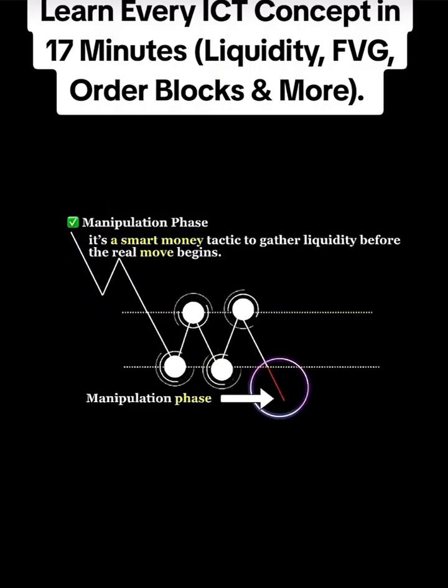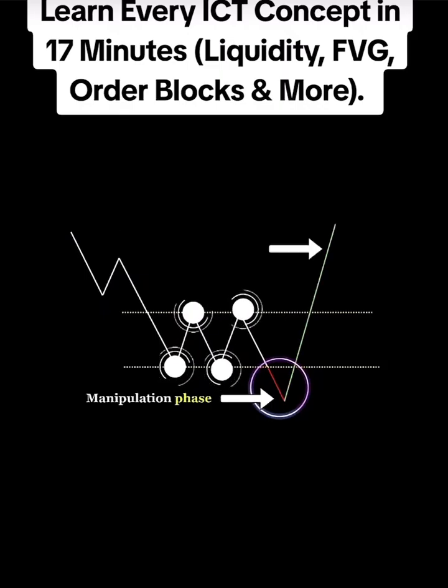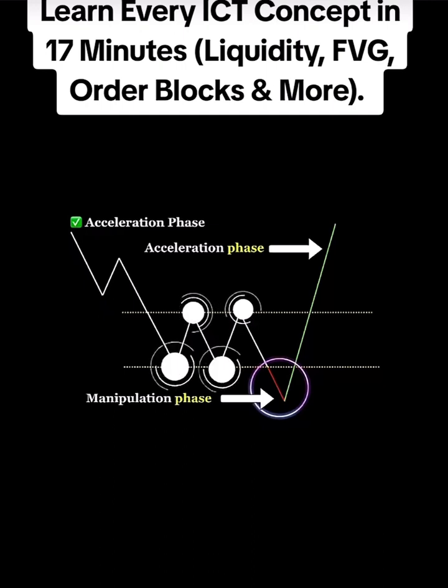Once enough liquidity has been captured, smart money drives price rapidly in the opposite direction. This sharp move is known as the acceleration phase. This final phase is where momentum kicks in. And this is your opportunity to enter after the trap with the institutions. Catch this acceleration and you're no longer chasing the move, you're riding it.